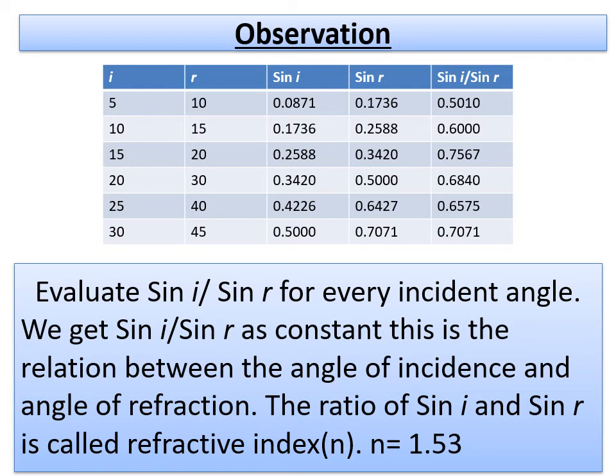The ratio of sin I and sin R is called the refractive index n. For air to glass we got 1.52, where sin I by sin R after averaging is 0.65107. But here it is from glass to air, so that is 1 by 0.65107, which we got as 1.53. So n is equal to 1.53 here, similar to the value n equal to 1.52 that we found in the last part of the activity.